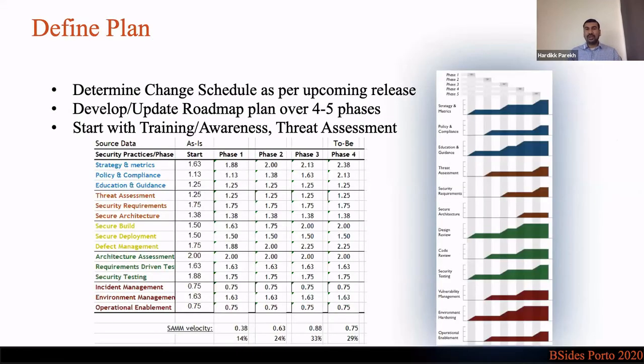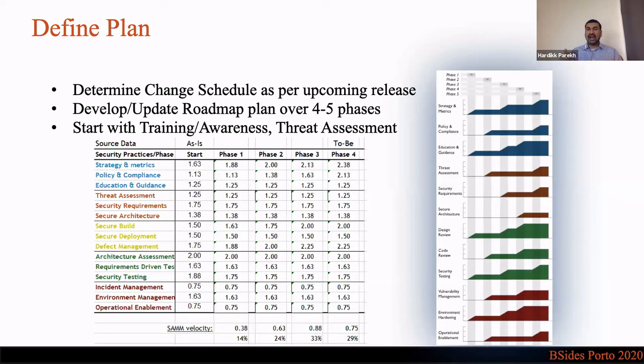The cost of implementation would become direct input to defining a plan. During this step, you need to determine the change schedule as per upcoming releases and develop or update your roadmap plan over the 4 or 5 phases. We recommend implementing SAMM changes over a minimum of 3 phases and a maximum of 5 phases, and each phase can span somewhere between 3 to 4 months to 12 months.